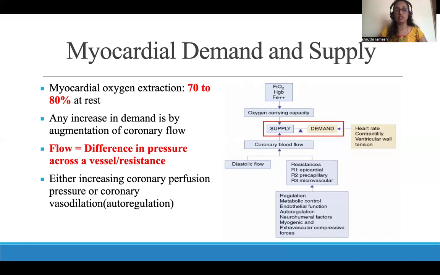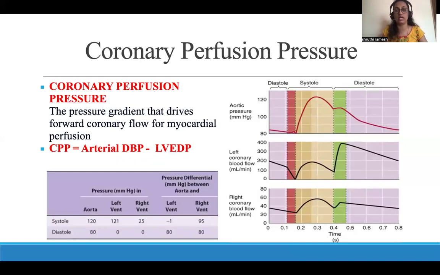Here we know that the myocardial oxygen extraction is around 70 to 80% at rest. So whenever the heart is exposed to any stress or increased demand, further extraction of oxygen is difficult. So in order to meet the demand, there has to be an increased coronary blood flow. When such a mismatch occurs between the supply and the demand, it can affect the cardiac function and lead to cardiac events. This equation is mainly kept in check by two physiological entities: one is the coronary perfusion pressure and the other one is the coronary autoregulation.